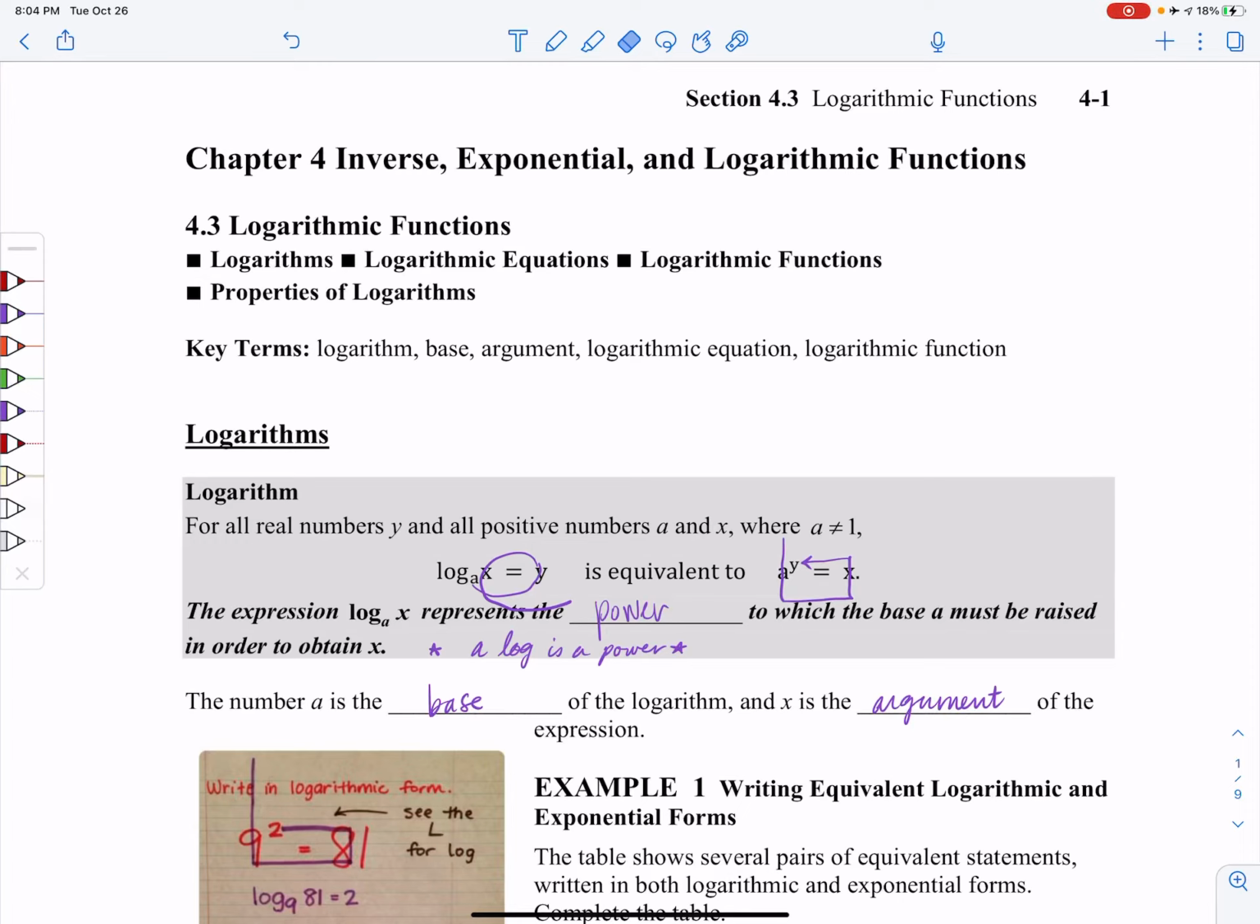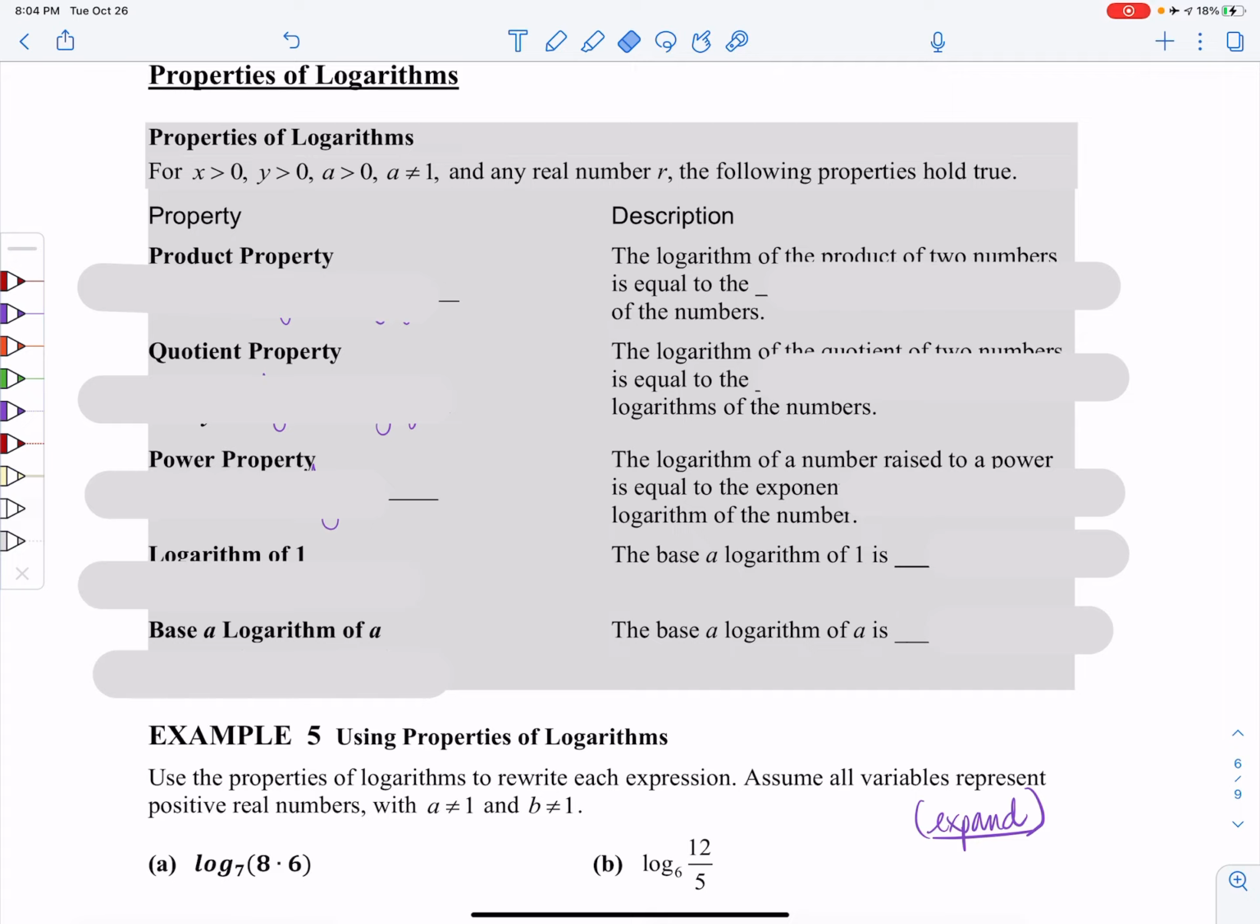Notice that we have some restrictions at the top. X and Y and A, all three have to be positive numbers. A is not allowed to equal 1. A is going to be my base. And for any real number R, the following properties are going to hold true.